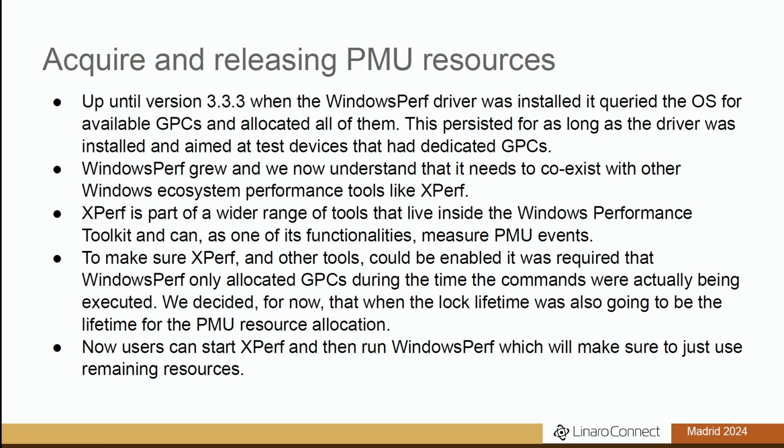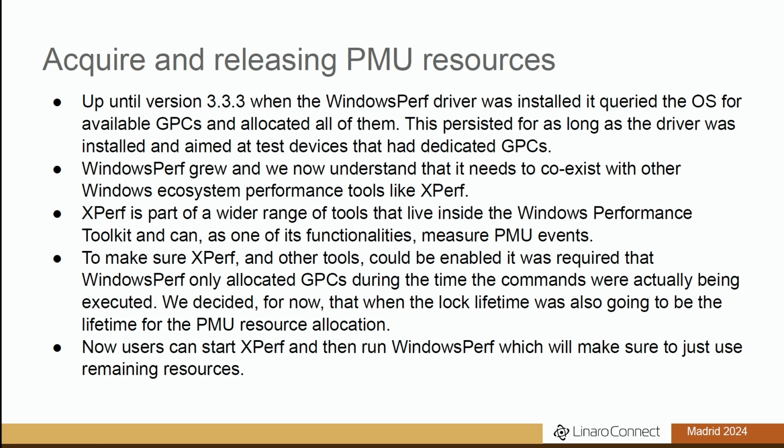But what we later realized is that inside the whole Windows performance analysis workflow, you have tools like XPerf, for example, that also require access to GPCs. So if you want to run XPerf with some PMU measurements, like total cache misses or something like that, you would need some GPCs available. And what happens is we had not only to be able to install it, we had to be able to run WindowsPerf with a varied number of GPCs.